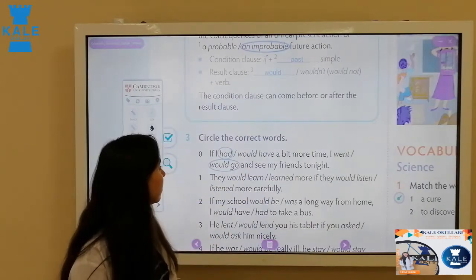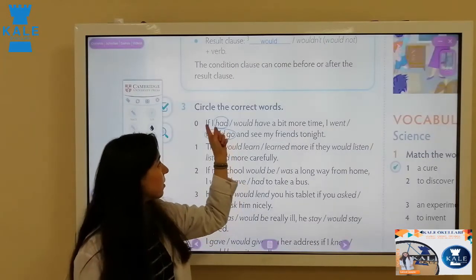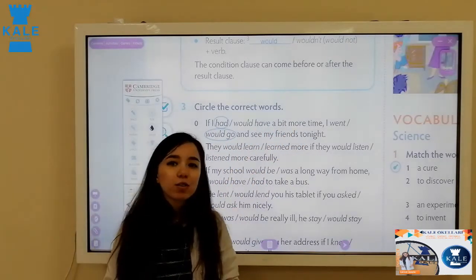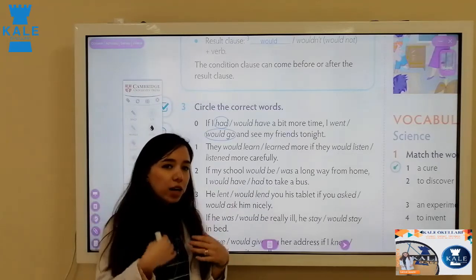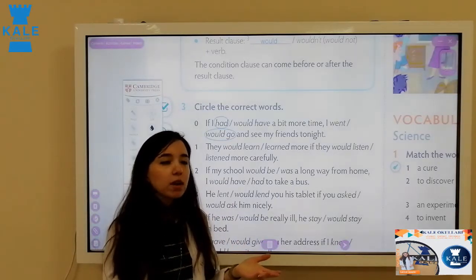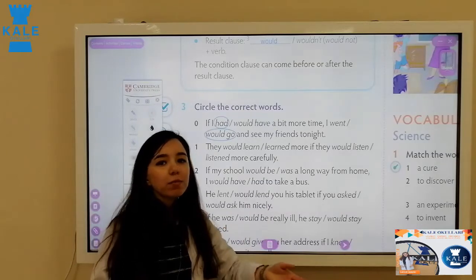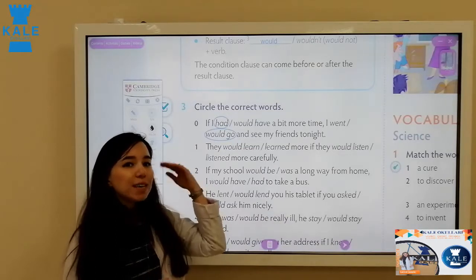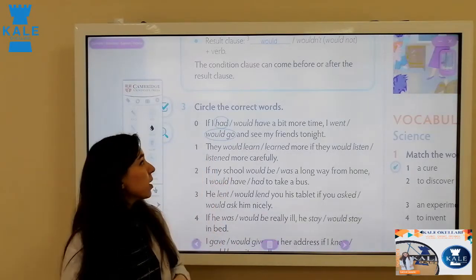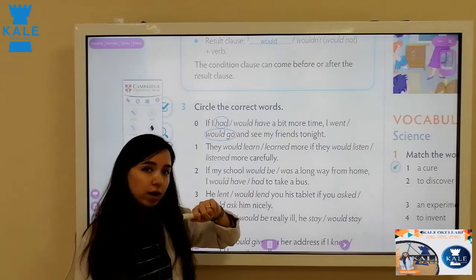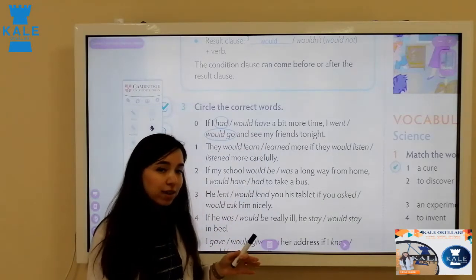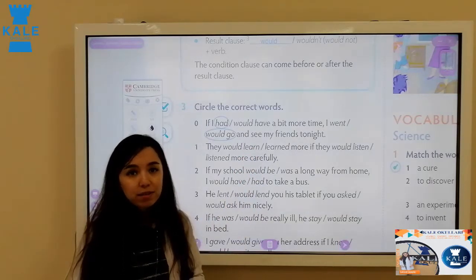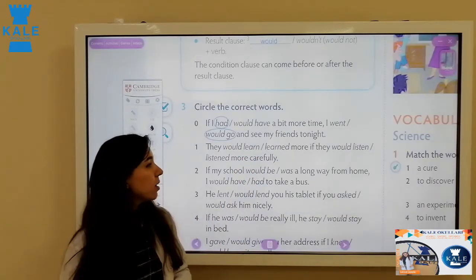Let's check some examples here. Look at the first sentence. If I had a bit more time, I would go and see my friends tonight. What does it mean? It means that I know tonight I don't have time. Yes, maybe I have to go home, I have to cook something, I have to do something. I don't have enough time. So I talked about impossible things, about something that is not possible. If I had a bit more time, I know that now I don't have it. Yes, if I had something impossible, I would go and see my friends. I don't have it, so I use the second conditional.